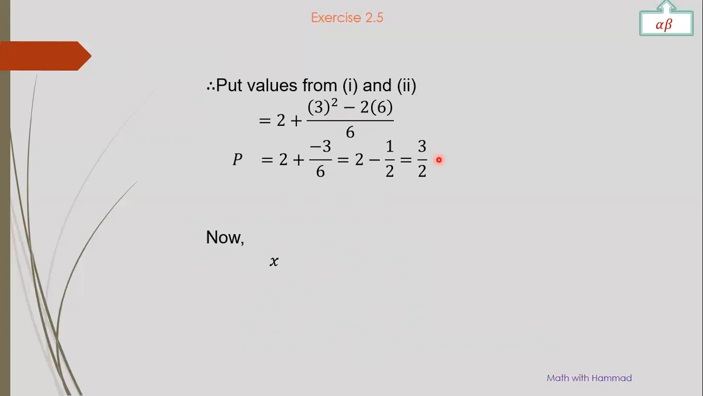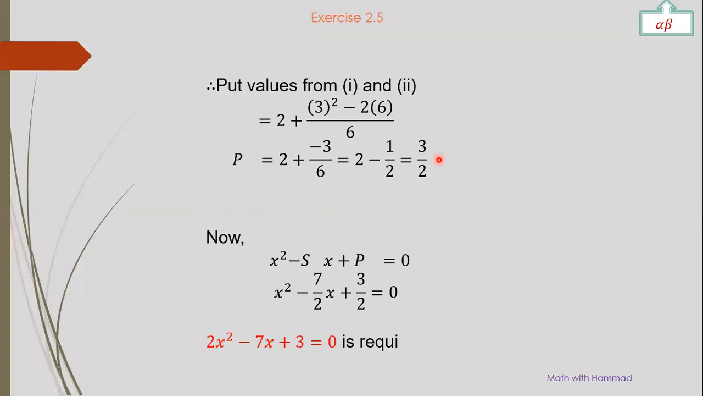Now the standard form is x square minus sx plus p is equal to 0. x square minus 7 by 2 x plus 3 by 2. Multiplying by 2, we have 2x square minus 7x plus 3 is equal to 0, which is our required equation. This is your result: 2x square minus 7x plus 3 is equal to 0.